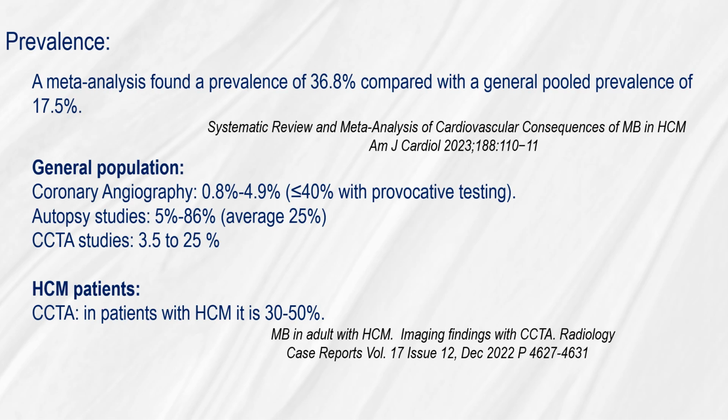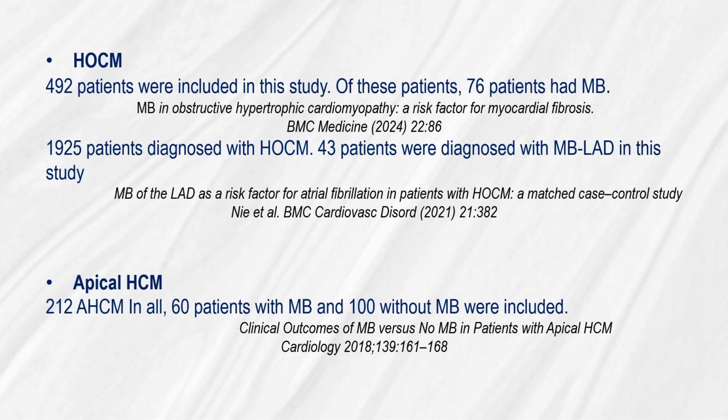Regarding the prevalence, based on CT studies, the prevalence of myocardial bridge in the general population is 3.5 to 25%. It increases in HOCM patients up to 30 to 50%. And in a systematic review and meta-analysis in 2023, the prevalence ranged from 17.5 up to 36.8% in HOCM patients. The prevalence is also high in specific types, such as obstructive and apical HOCM.